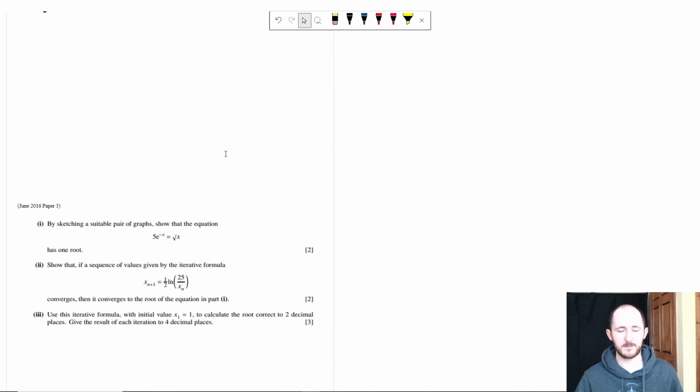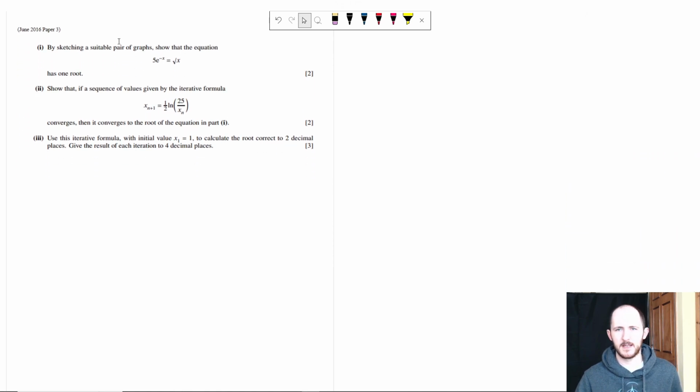And that's basically what iteration is for this. If you notice, we've done this first part before, by sketching a suitable pair of graphs. We've already done that. But now we need to actually find the set of values. So show that if a sequence of values given by the iterative formula converges, then it converges to the root of the equation. So how would you do something like this?